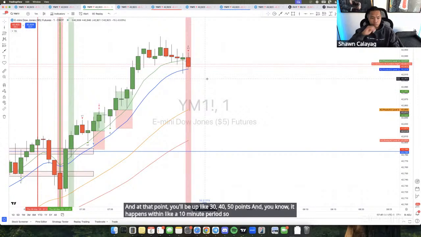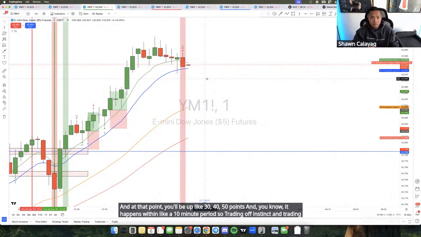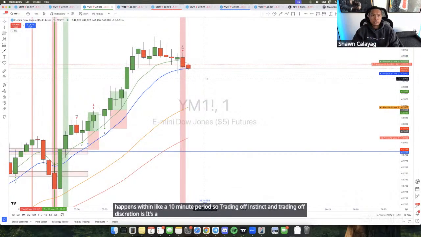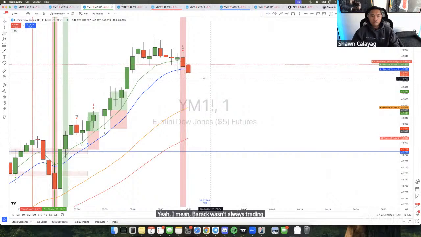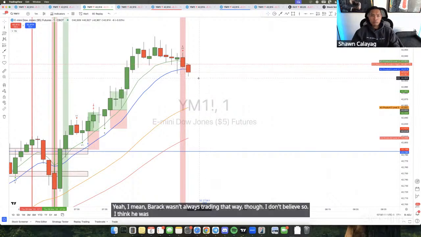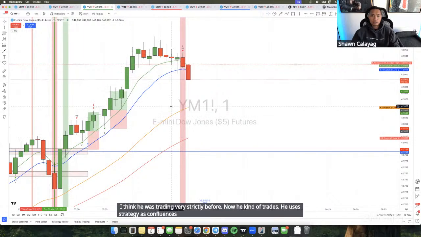So trading off instinct and discretion is a skill, right? It's a skill that you start to pick up over time. But yeah, Brock wasn't always trading that way though. I don't believe so. I think he was trading very strictly before, and now he uses the strategy as confluences, and then he just takes entries where he sees the bounces and the push through.